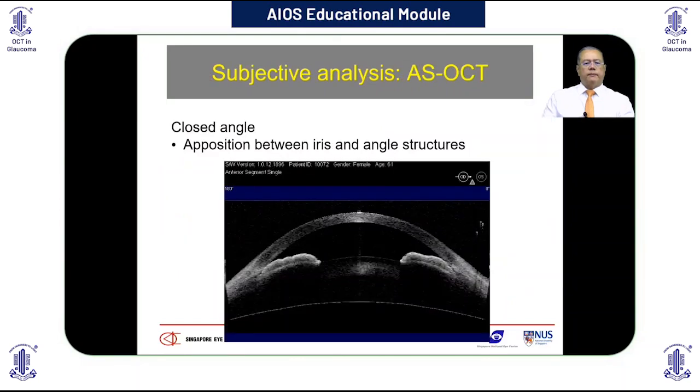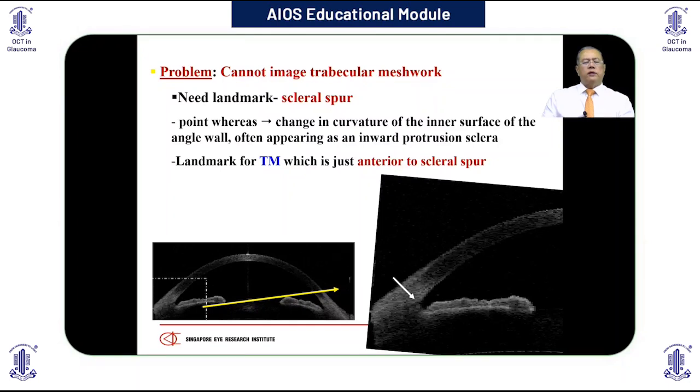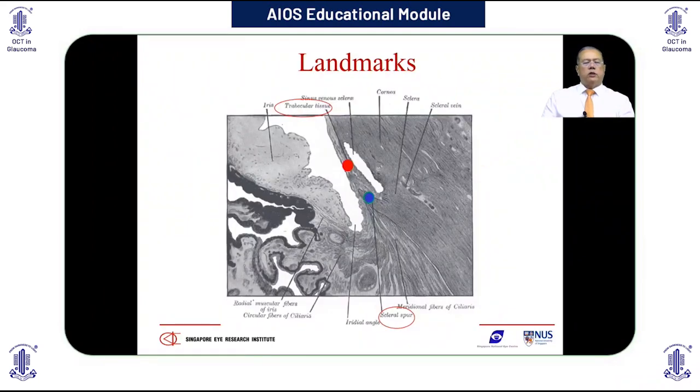For subjective analysis, again, we're trying to look for apposition between the iris and angle structures, particularly the trabecular meshwork. So you first need to look for the scleral spur, which is the landmark defined by a change in curvature of the inner surface of the cornea and the inner surface of the sclera. Where that change in curvature occurs is the scleral spur. The scleral spur is a landmark for the trabecular meshwork, which lies just anterior to the scleral spur. Here you can see on the histology image the scleral spur in blue and the trabecular meshwork in red.